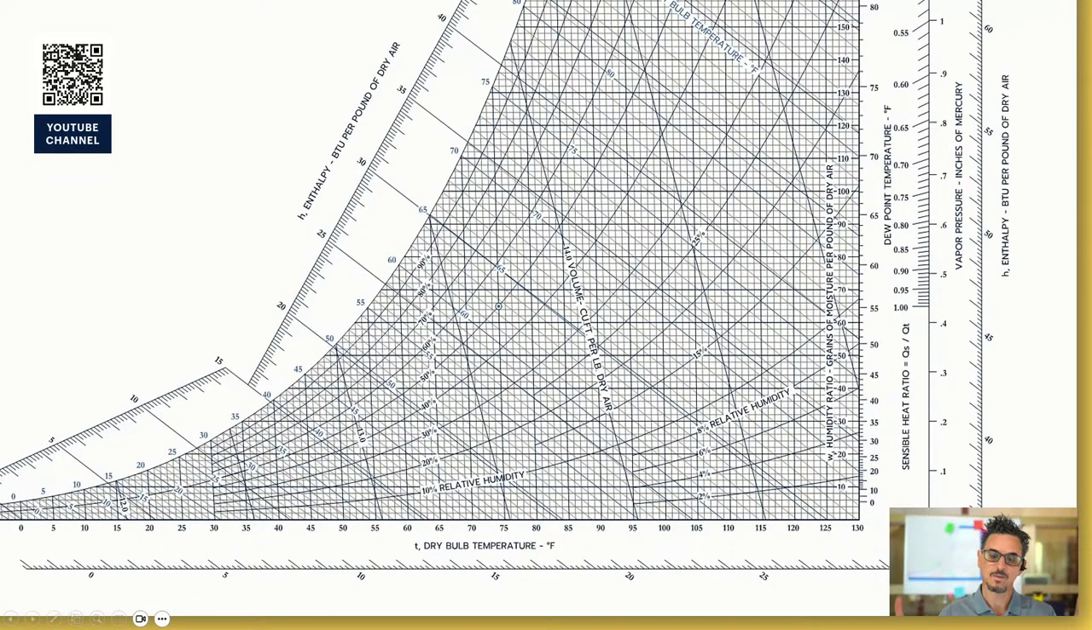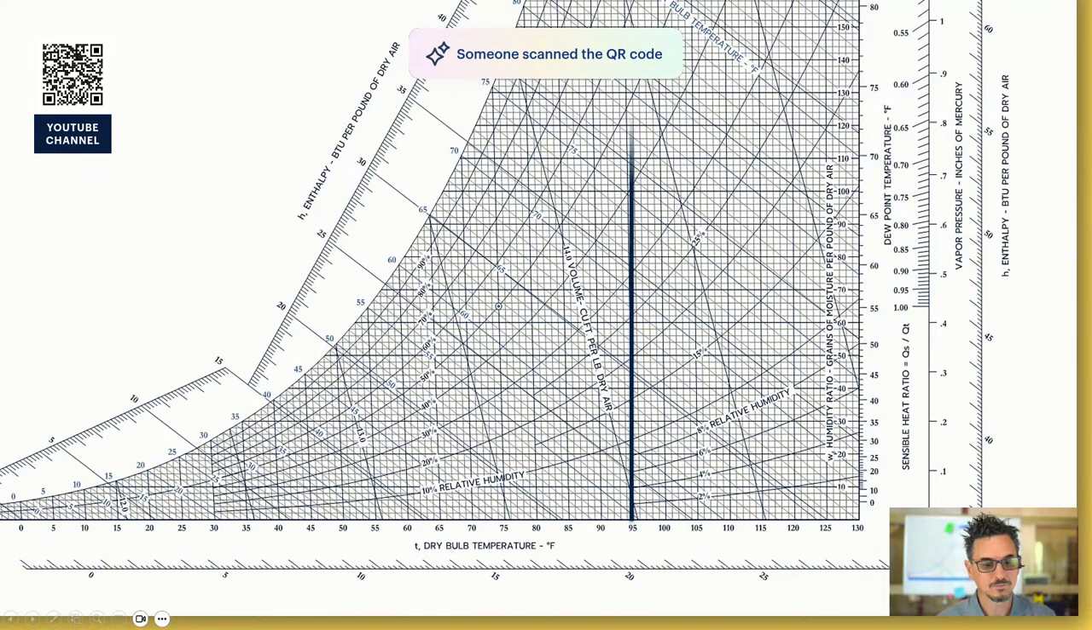Okay, so now we've talked about the chart in theory, like we looked at it on the whiteboard and on these very basic graphics. Now let's go to the actual chart and do some plotting. Okay, so let's say we want to find the 95 degree dry bulb. So if you've got a chart, go to the bottom and see if you could find 95 degree dry bulb and draw the line, and it would look something like that.